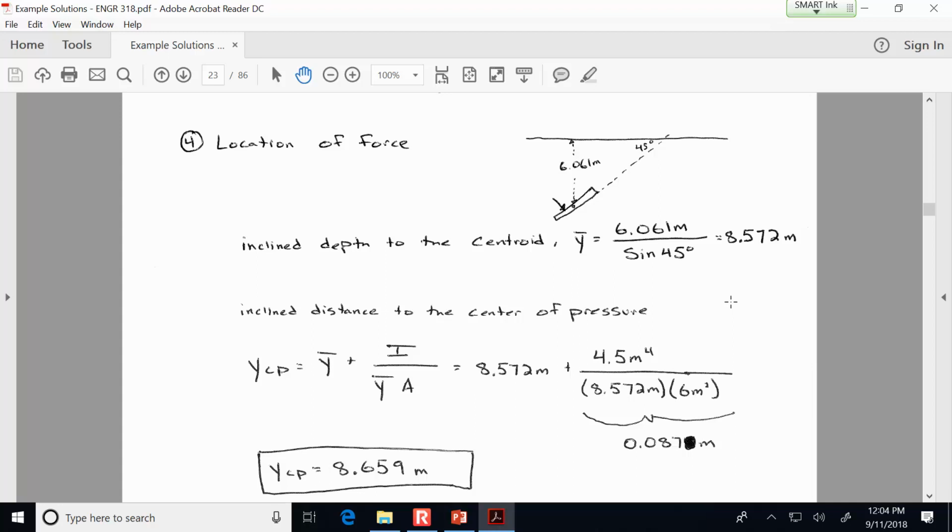So you can see there's not that much difference between the location of the force and the centroid. And the deeper you get, the closer those two get together. As you continue to submerge a plate lower and lower and lower, the gap distance between them decreases. All right, so that was an inclined plate where the y bar and the y CP had to be calculated because it's not straight up and down.